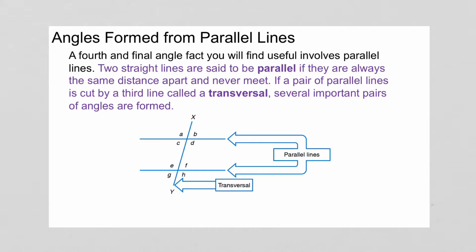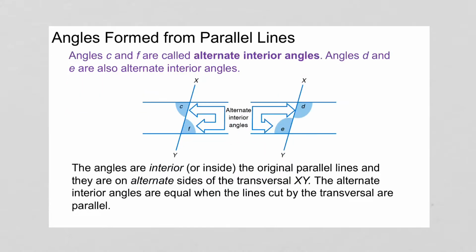Angles formed from parallel lines. So if you have two parallel lines, and they're parallel if they're the same distance apart and they never cross, and they're cut by a third line, which we call the transversal, then several important pairs of angles are formed. We have alternate interior angles like C and F or E and D. Alternate being on opposite sides of the transversal, and interior on the inside of the parallel lines.